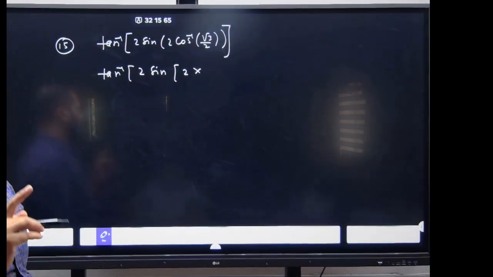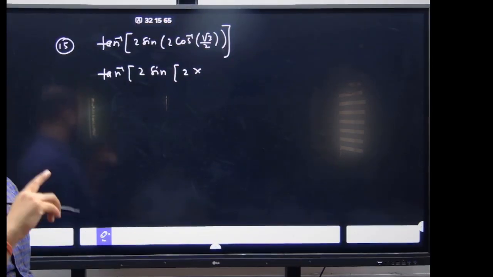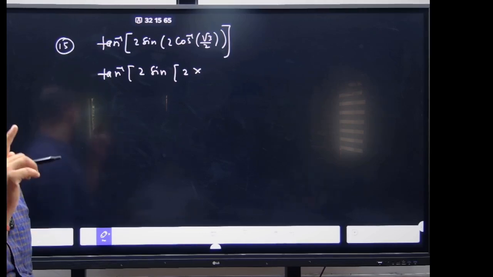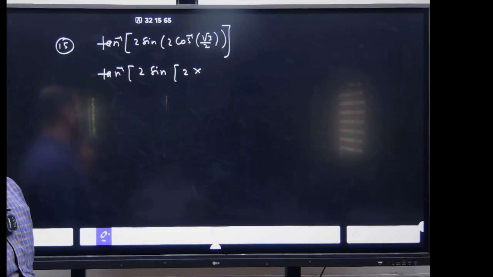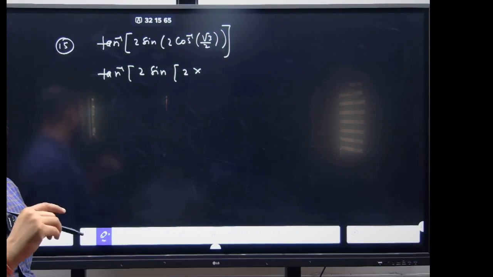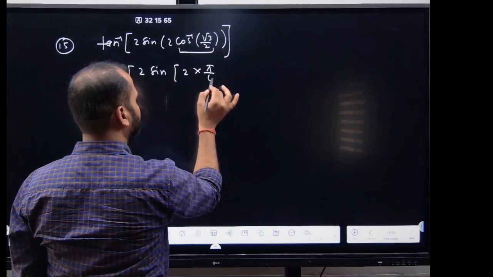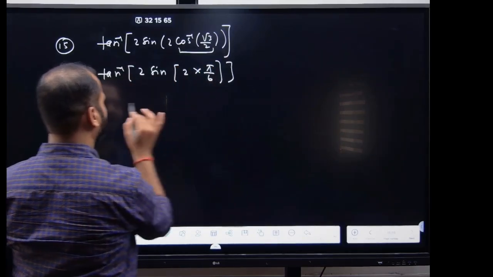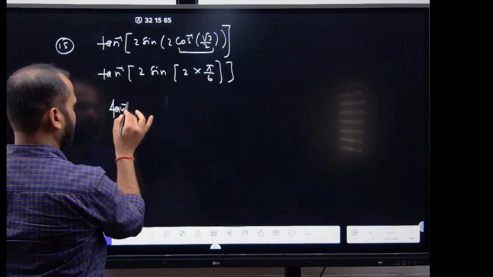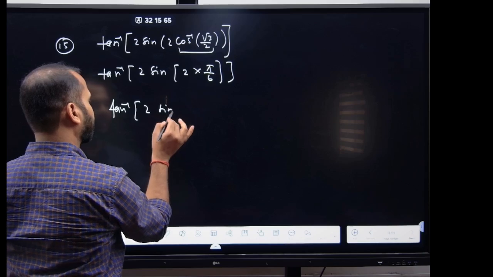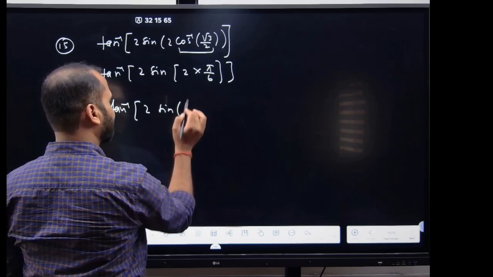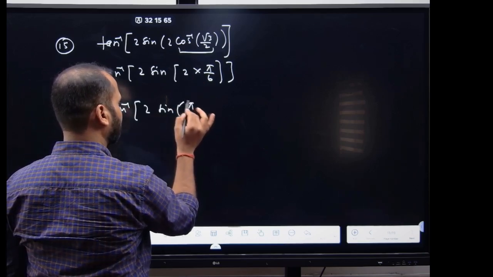In cos theta, cos 30 degree is this. Where is sine? Sine 60 degree is root 3 by 2. For cos it should be 30 degree, right? So this value is nothing but pi by 6. Can I write like this? So here 2 sine, this is 2. If I cancel, can I write pi by 3?